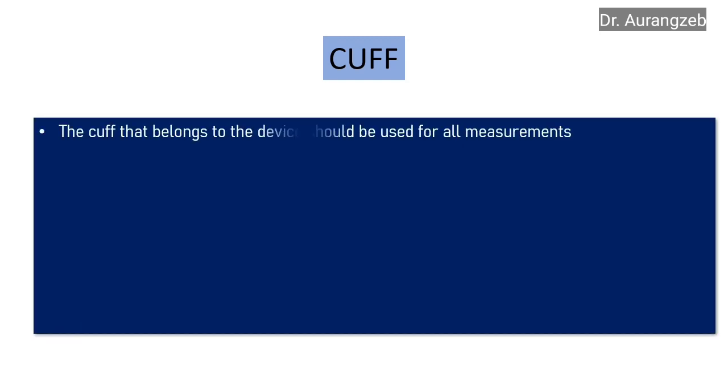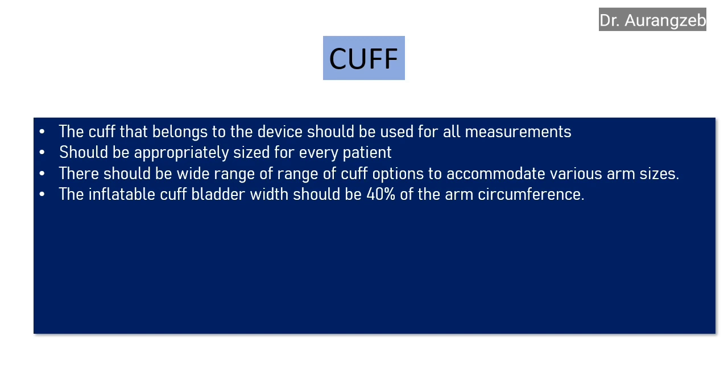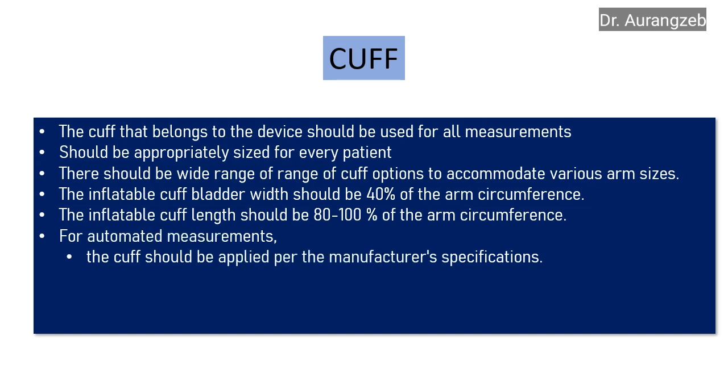A few important things about the blood pressure apparatus cuff. The cuff that belongs to the device should be used for all measurements. It should be appropriately sized for every patient. There should be a wide range of cuff options to accommodate various arm sizes. The inflatable cuff bladder width should be 40% of the arm circumference. The inflatable cuff length should be 80 to 100% of the arm circumference.